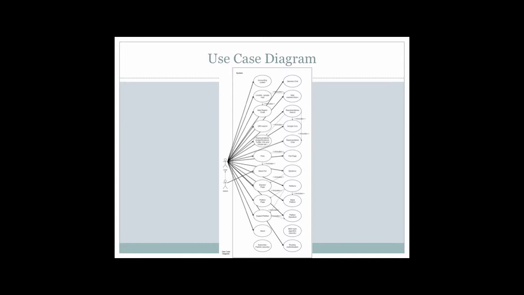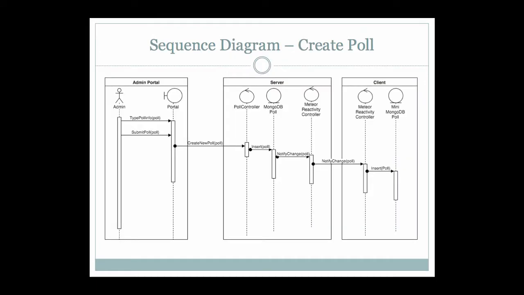Our use case diagram concerns itself with two actors, the user and the admin. The admin is actually a type of user, and only the admin has access to the make poll user story. Of all the sequence diagrams in our project, we chose four important ones. This first one, the create poll, is from the admin user's point of view.